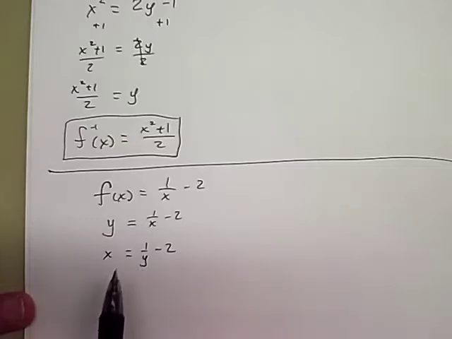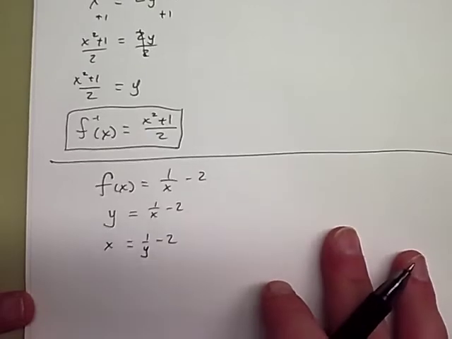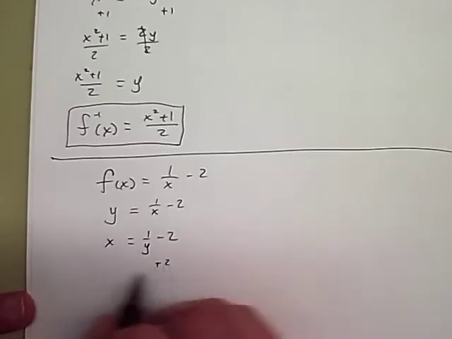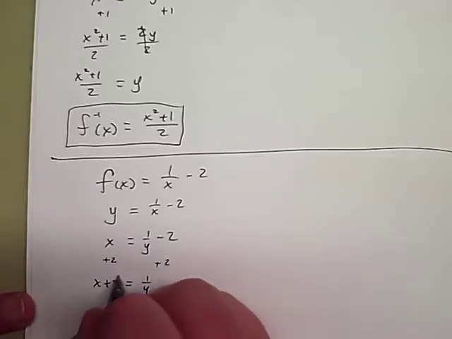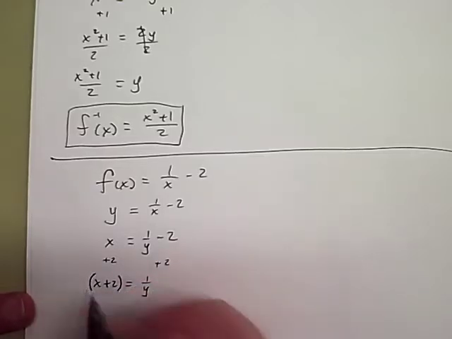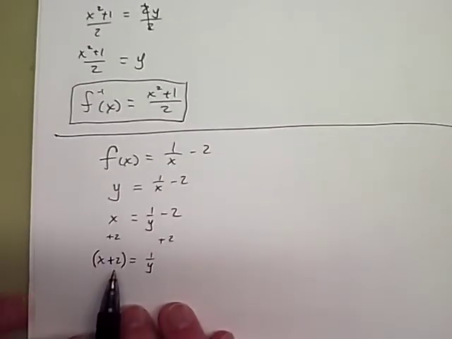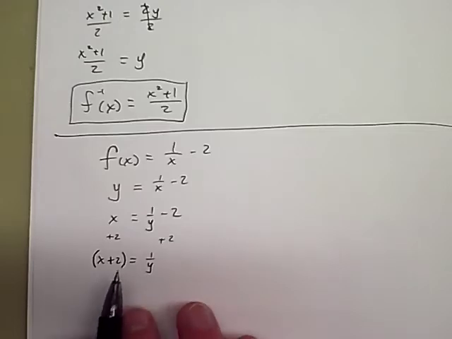But let me show you this algebra trick that we're about to do. I'm going to add 2 to both sides. So I get x plus 2 equals 1 over y. And now, usually, how do we get rid of the denominator? We multiply. Well, I'm going to do the same here, but I'm going to make sure that I keep my left-hand side in parentheses. It's an important thing to make sure that I leave this in parentheses.